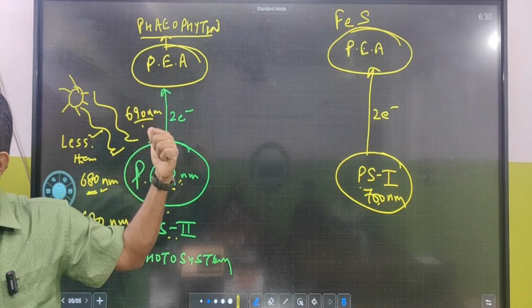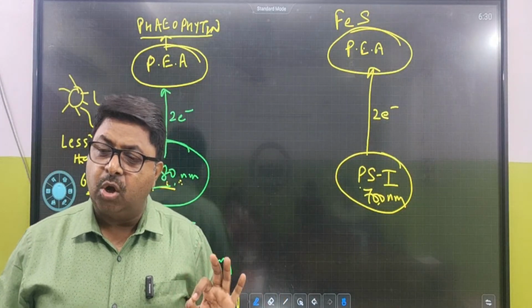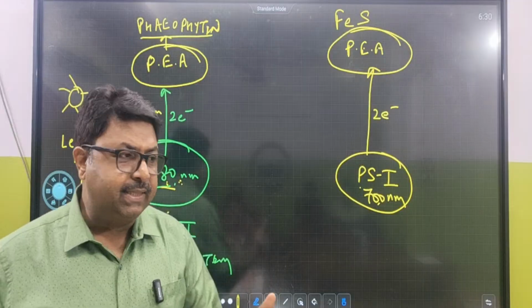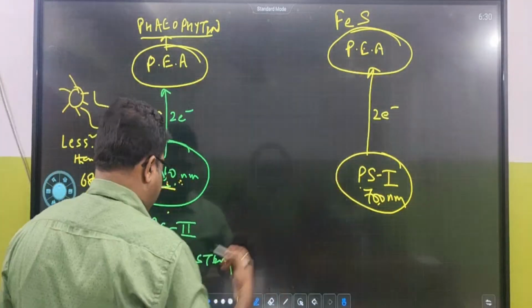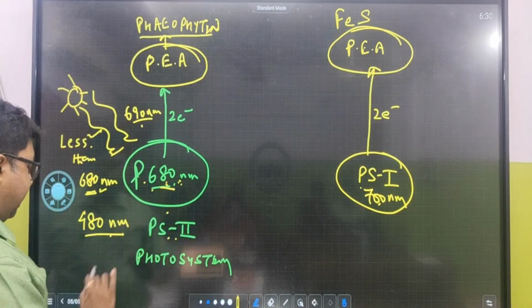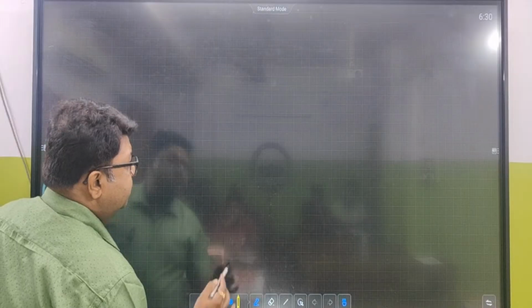When are both of them going to get activated? When the wavelength of light is less than 680 or more than 680? Less than 680. That is very, very important. Are you clear? Now, what is the location of PS1 and PS2? The next one is very, very important. What is the location of PS1 and PS2?